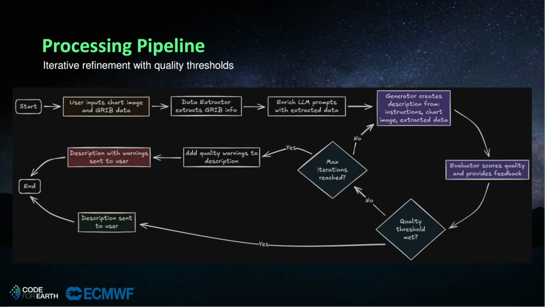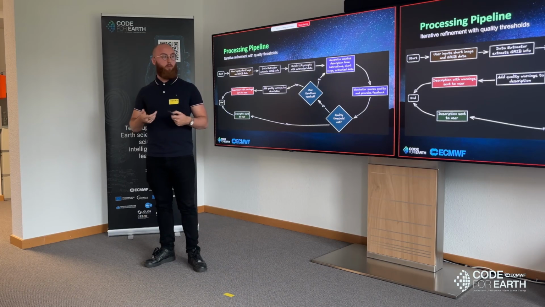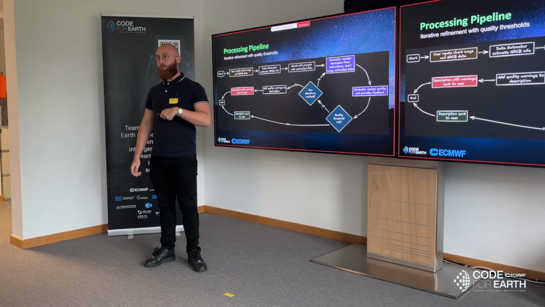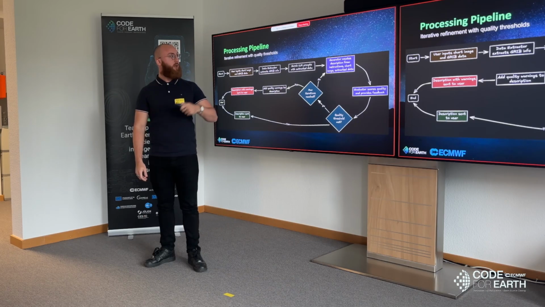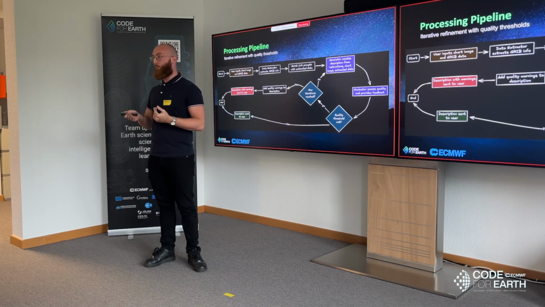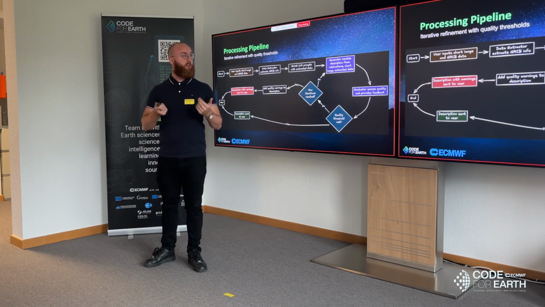If we take a look at the flow of information, this is what it looks like. We input the data from the file. The extractors will digest this data and transform it into something more actionable. It will enrich the 2 LLM prompts, both the generator and evaluator, and then it will go into the generation and evaluation loop to refine the descriptions.